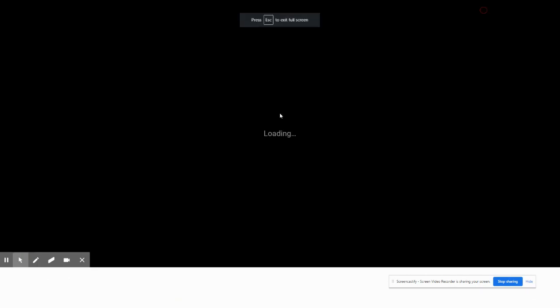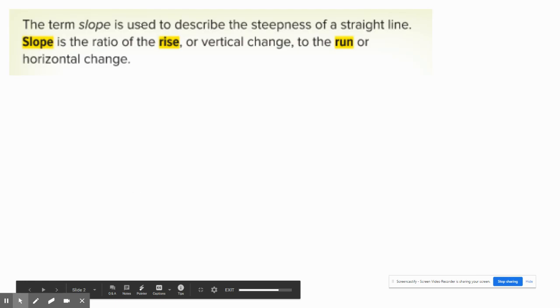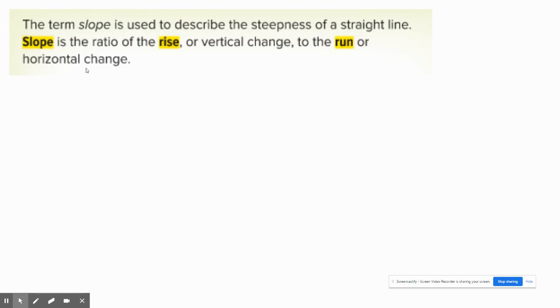Okay, we're going to look at slope today. And when we talk about slope, we're talking about the steepness of a straight line. Slope is a ratio of rise, or vertical change, that's up or down, to the run, or horizontal change, that's left to right.